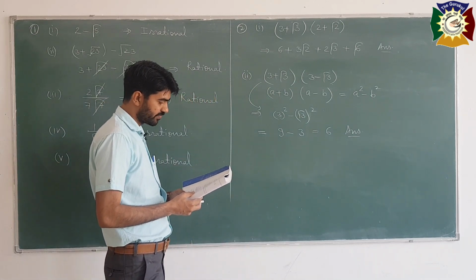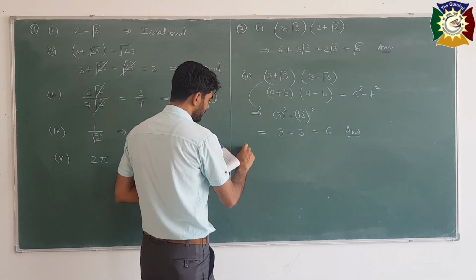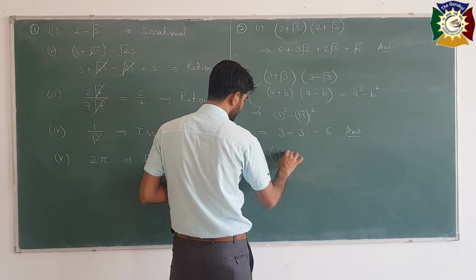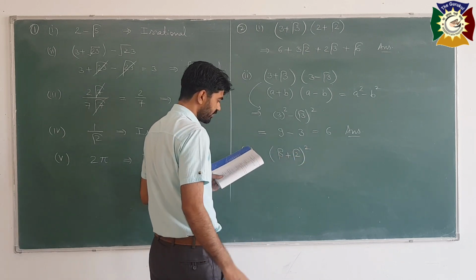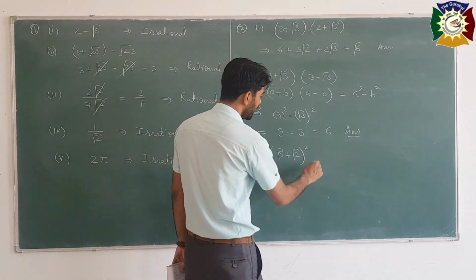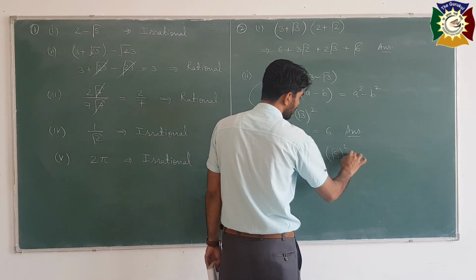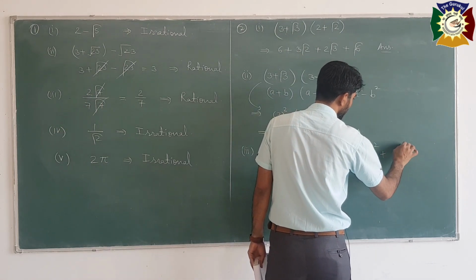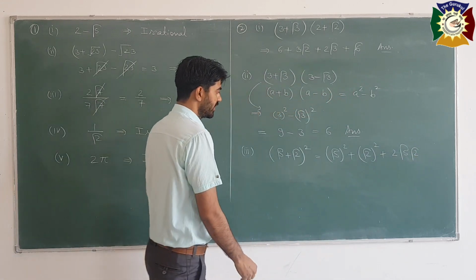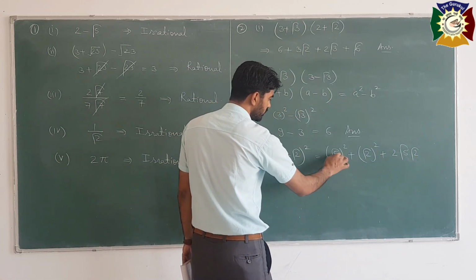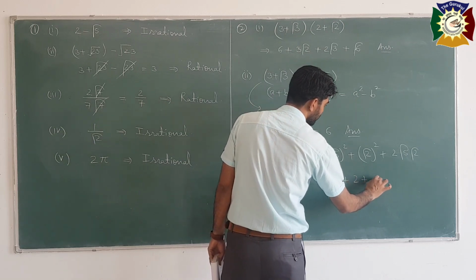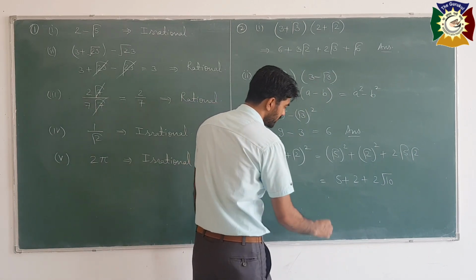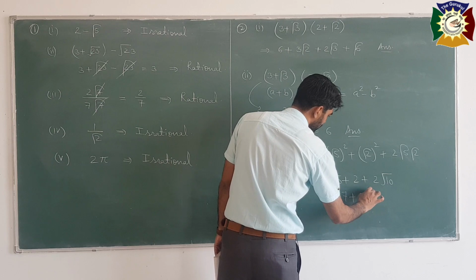Next, third part we have root 5 plus root 2 whole squared. So we can use the identity here: a square, that is root 5 square, plus b square, that is root 2 square, plus 2 into a into b. So this is equal to 5 plus 2 plus 2 into root 10. Root 5 into root 2 can be multiplied, we get root 10. So it is equal to 7 plus 2 root 10.